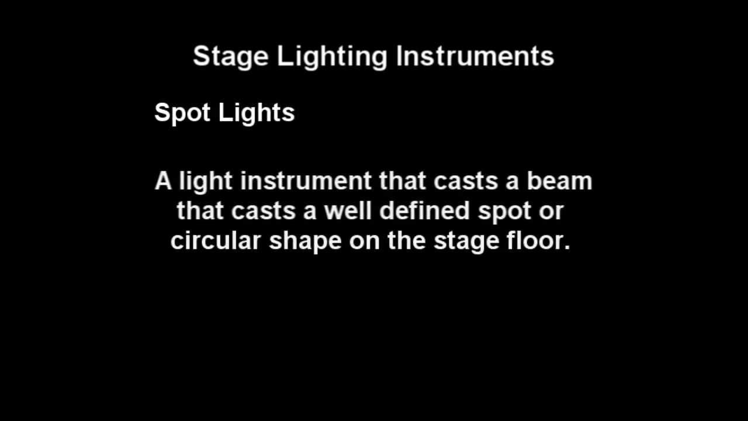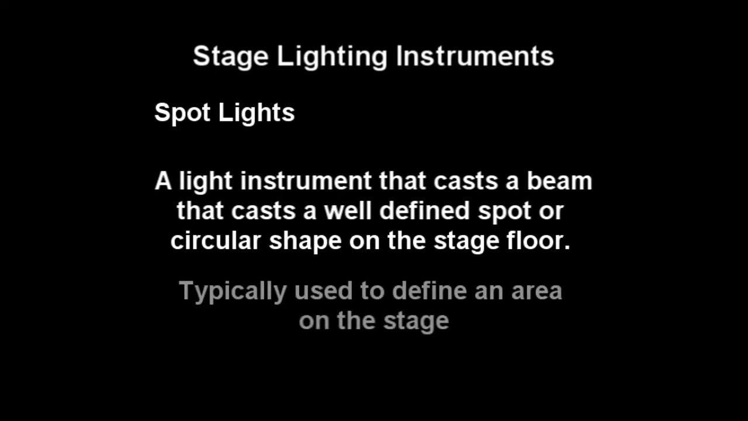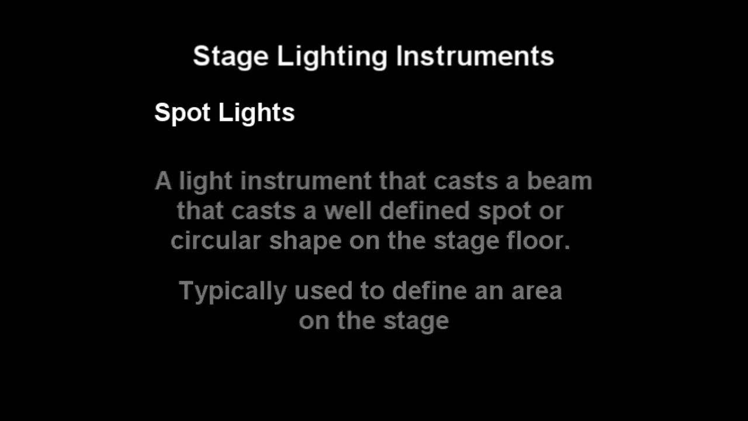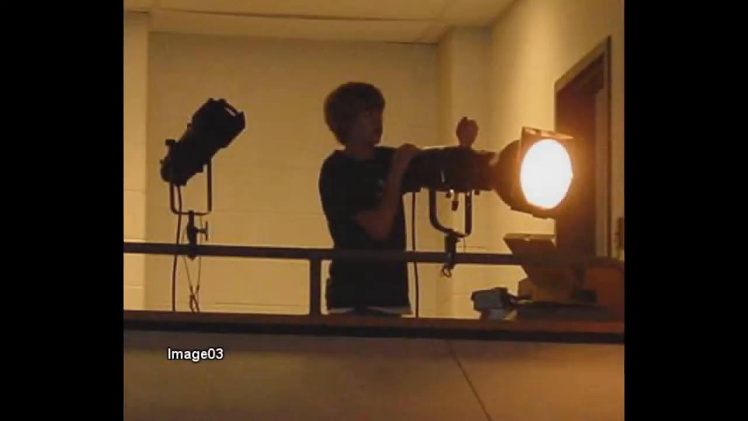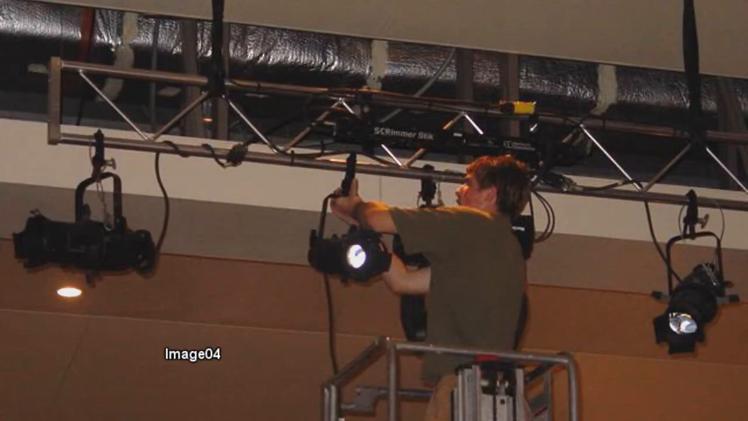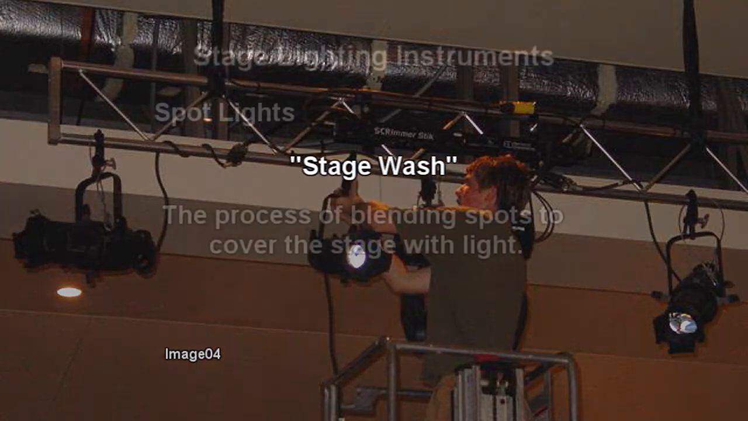In the theater, there are two basic categories of lighting instruments at a designer's disposal. Those are referred to as spotlights and floodlights. Spotlights are so called because their beam results in a well-defined spot or circle on the stage. Spotlights are used primarily for purposes of defining an area on the stage. Typically, two or more spotlights will be focused into an area, and those spots will be blended with other spots to create several areas blended together to create what is referred to as a stage wash.